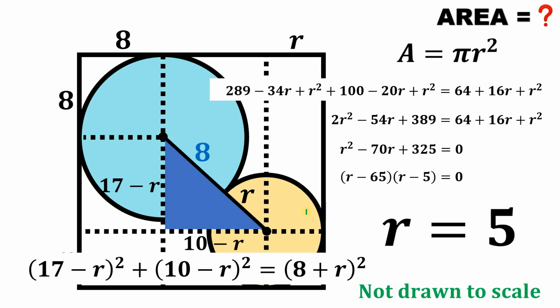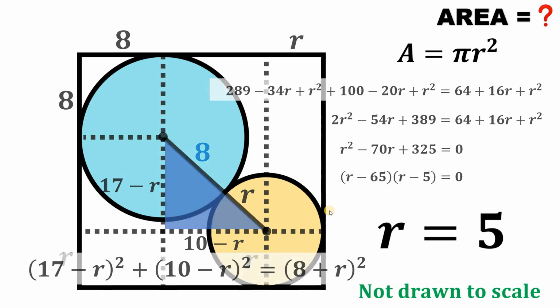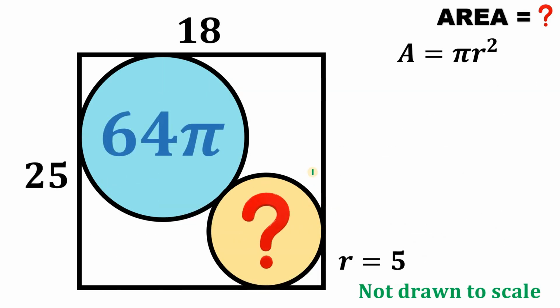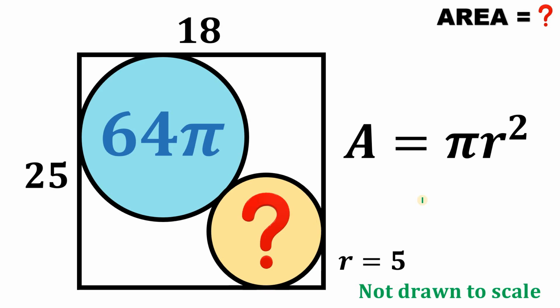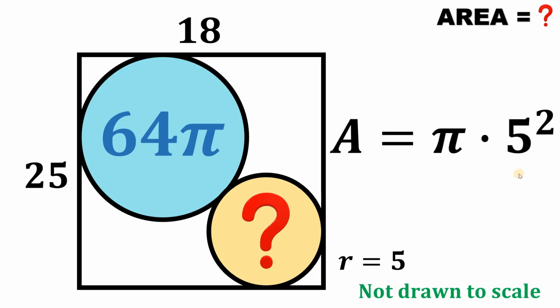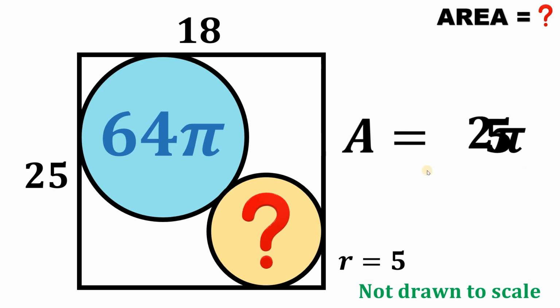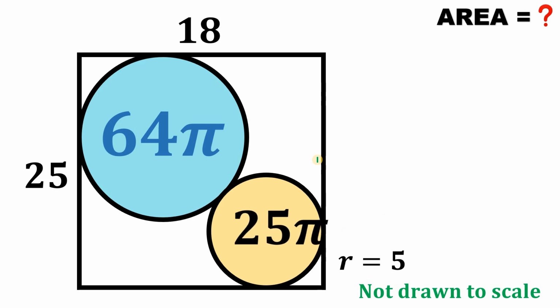Now we know the radius of this yellow circle equals 5, so we can get the area. Using the formula, area equals pi r squared, and the radius is 5, so the area of this yellow circle is pi times 5 squared. And 5 squared equals 25. So the area of this yellow circle is 25 pi square units. And as always, we are done.